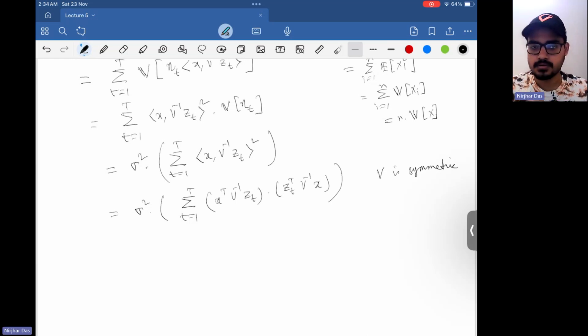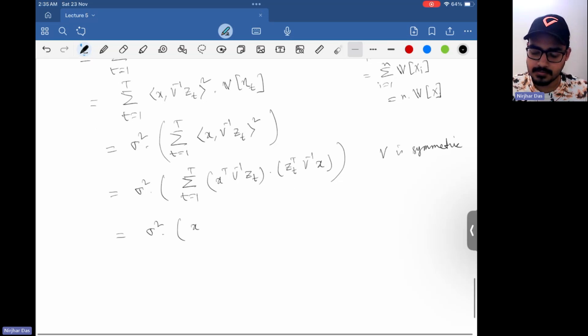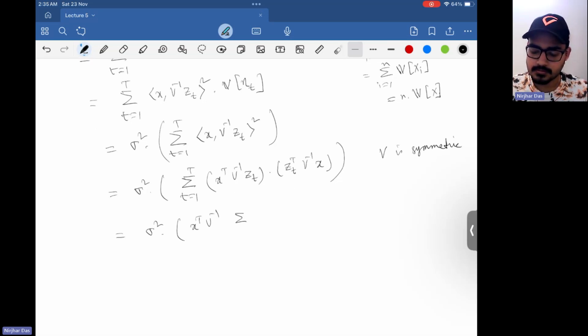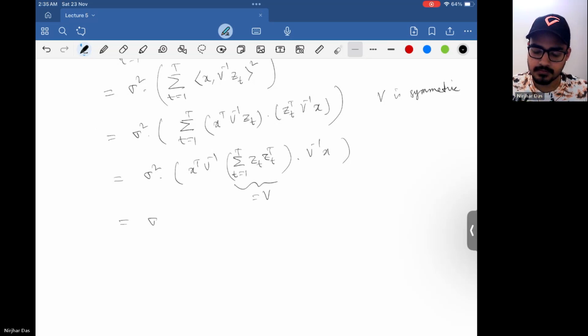So you can break the square into two parts and take a transpose inside. This works out. So this is sigma square. Now z_t's are the only things being summed over. So this is x transpose V inverse times z_t z_t transpose times V inverse x. And this is equal to V. So one V inverse and one V cancel out. What you have is sigma square x transpose V inverse x.